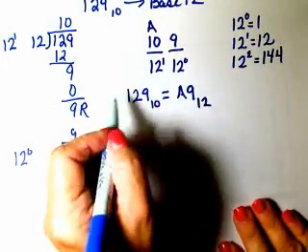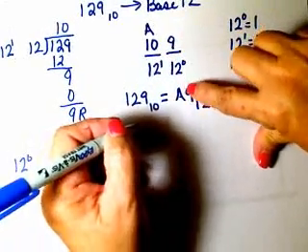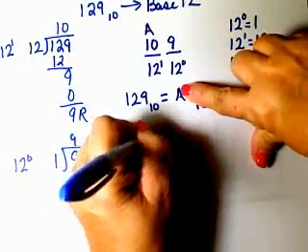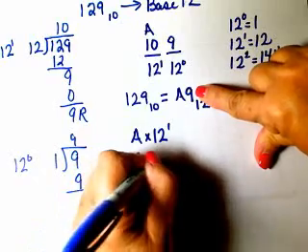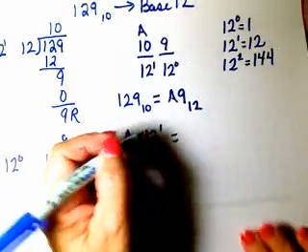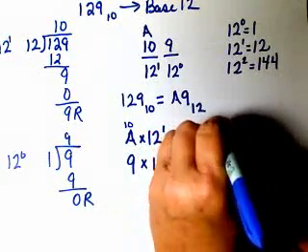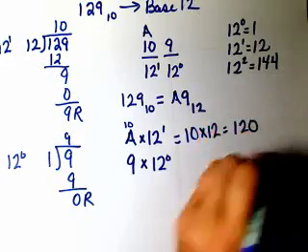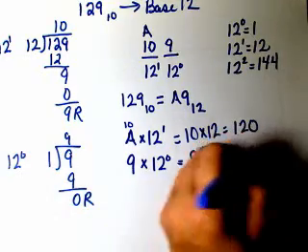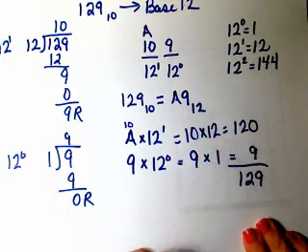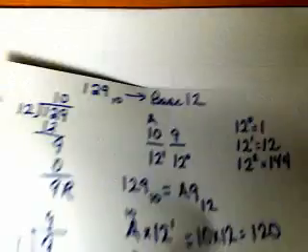Now, let's go double check and do the conversion backwards. So, in order to get this, I have A times 12 to the first and 9 times 12 to the 0. So A is really 10. So 10 times 12 is 120. And 9 times 1 is 9. And when I add those up, I do indeed get 129, which is what I should have gotten. Okay?